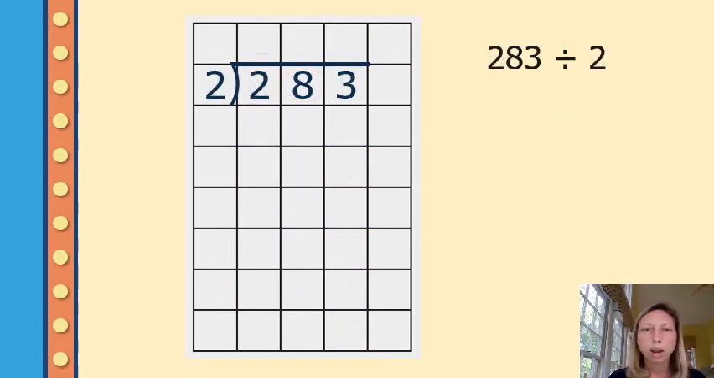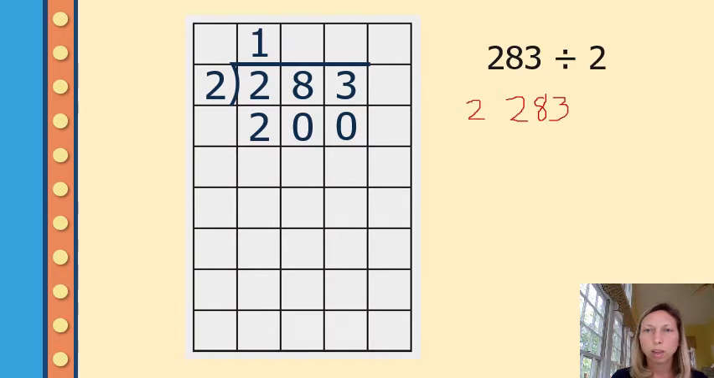Let's do 283 divided by 2. 2 divided by 2 is 1. 2 times 1 is 2. And then they put the 2 zeros there. If you want to do it my way over here, it's the same thing, but just a little different. You put a 1 here. 2 times 1 is 2. You subtract, and you bring down your 8, because 2 minus 2 is 0.